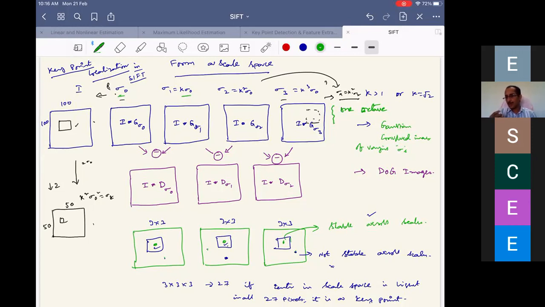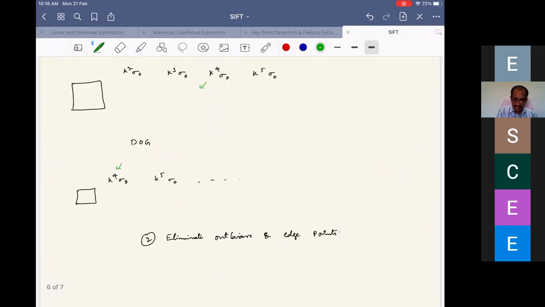in 250 cross 250, we may be looking at smaller details, but when you zoom in, they will be bigger details. So it's the other way around. If you are identifying a key point in 1000 cross 1000, this is a bigger key point. In this scale, we get the coarser details. In this scale, we get the finer details.